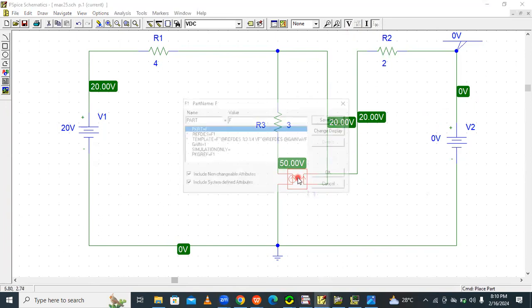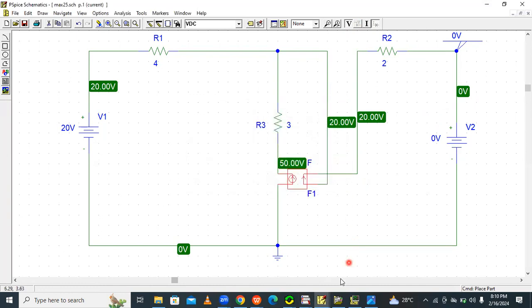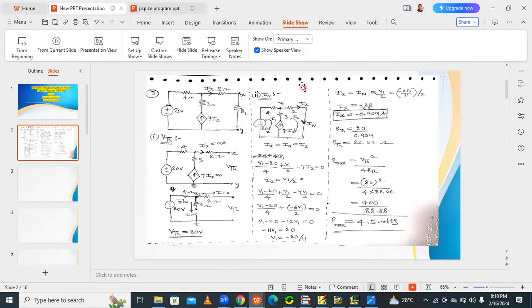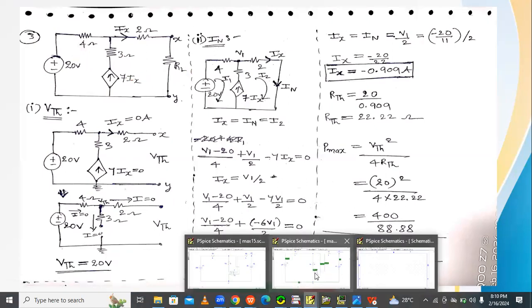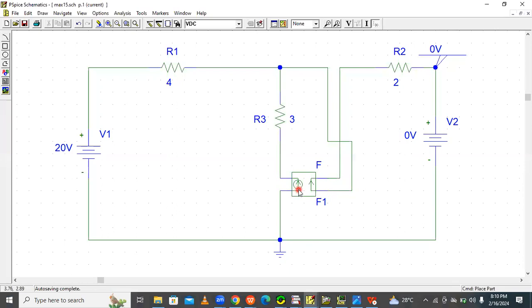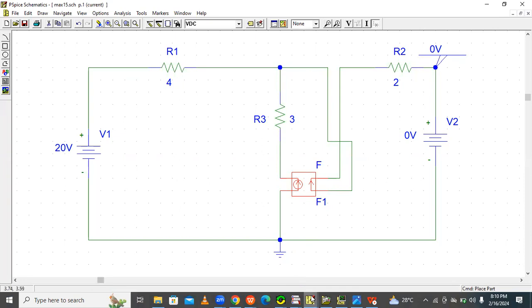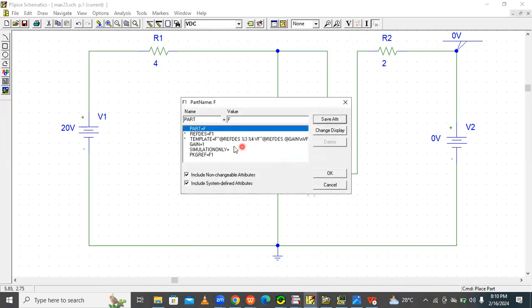Here, what is the gain of the circuit? There is some mistake, the gain is not changed. What is the gain of the circuit? It's 7Ix. That's why, right here, 7Ix. Open this current source. Right here, the gain is 1 instead of 7. Enter 7. Save, alter. Then okay.